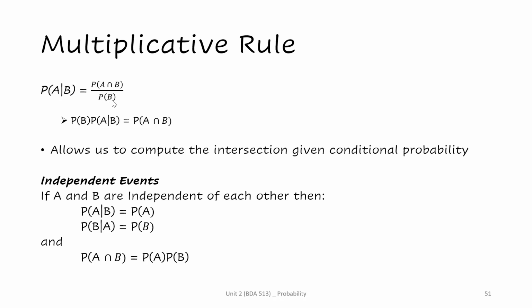And what I'm saying is that when we do a cross multiplication here, we end up having the probability of B multiplied by the conditional probability of A given B is equal to the intersection. So sometimes you might have limited information. You might not know the probability of A, but you might know the probability of A given B, and then you might know the probability of B. With that information, you can calculate the intersection of A and B.